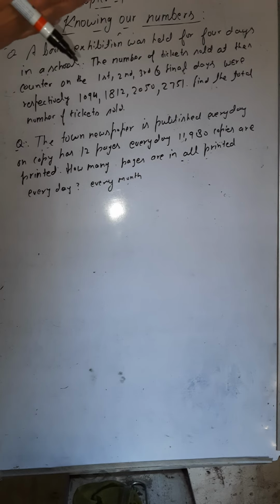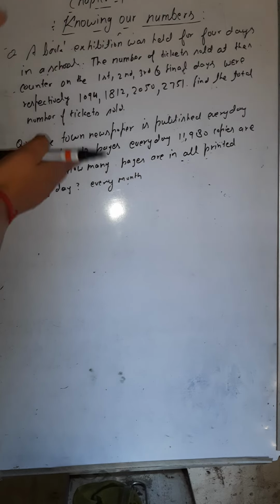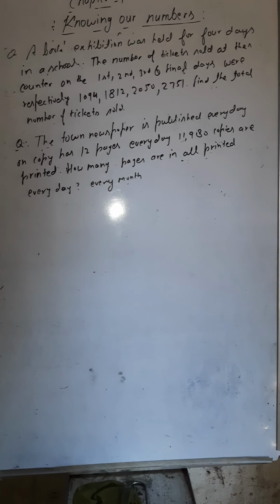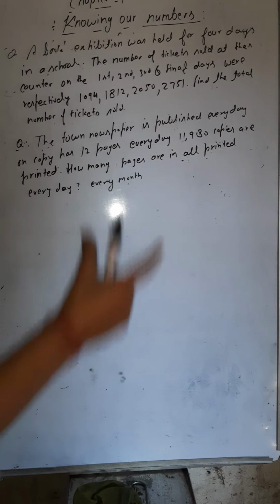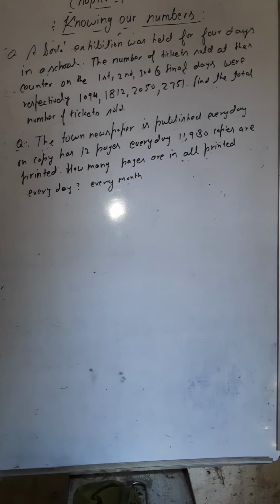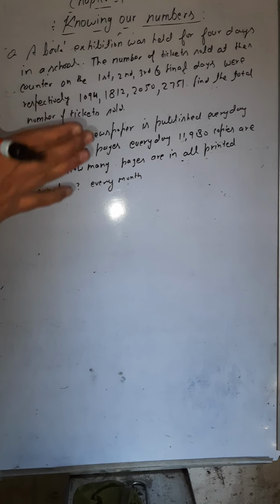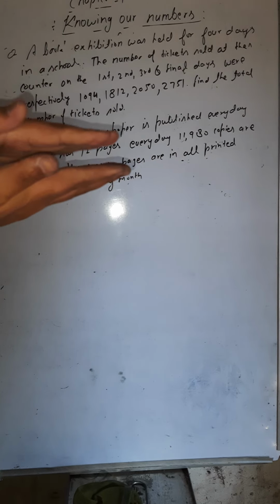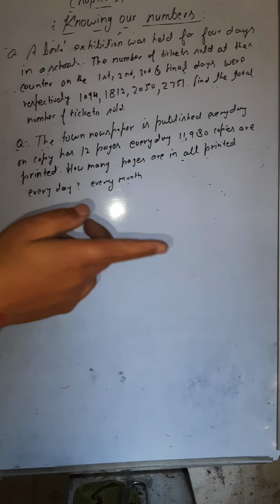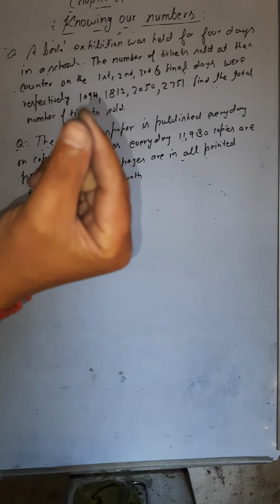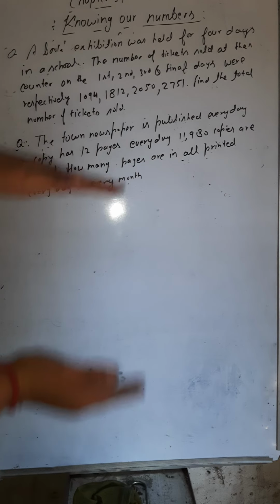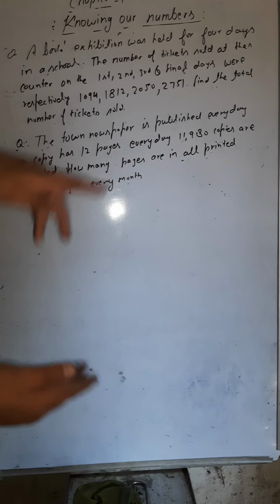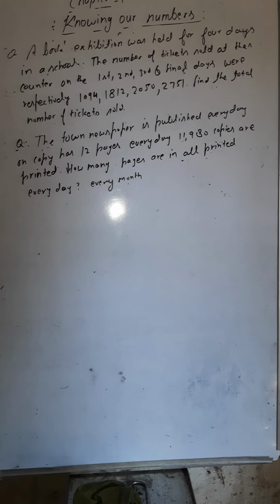And you know in one newspaper there are 12 pages. So how many pages will be there in all the newspapers? Means in one day total how many pages are being printed? So how will you find it? You have a newspaper, and in one newspaper there are 12 pages. But only one newspaper will not be published, na? So total in one day how many newspapers are being published? 11,980 newspapers.